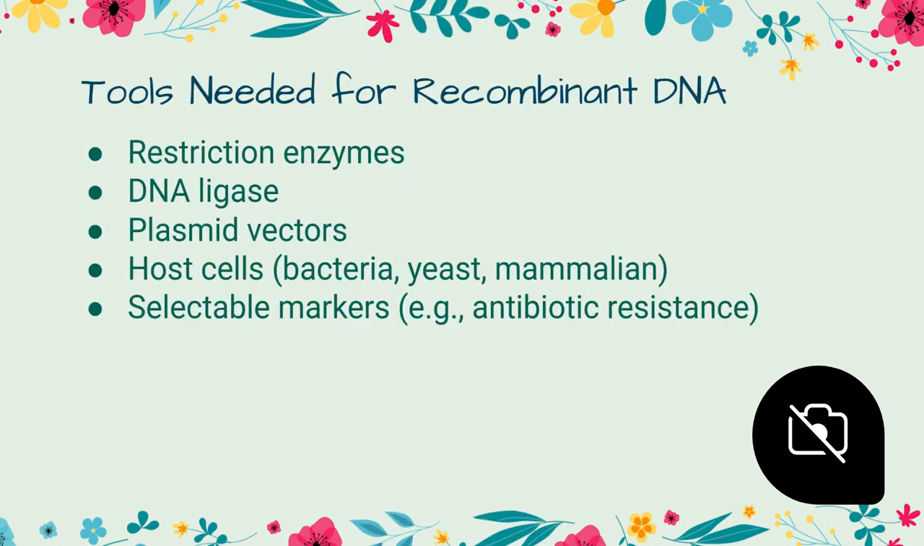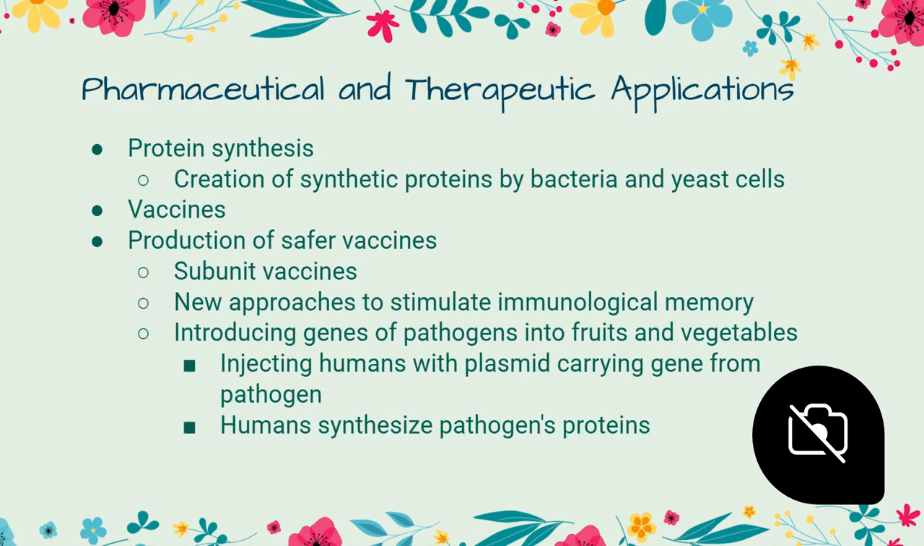So we do need a couple of tools for DNA recombinant. We need restriction enzymes, DNA ligase, plasmid vectors, host cells like bacteria, yeast, and mammalian cells, and selectable markers. So things like antibiotic resistance, production of insulin, production of human growth hormones, so on and so forth. So there's a couple of different uses for recombinant genes, and we're going to kind of go through and look at each one of them.